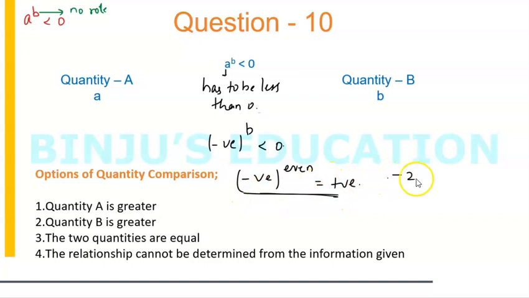Like what's minus 2 square? 4. What's minus 3 square? 9. What's minus 4 to the power 4? 256. What's minus 5 square? 25. So if you have a negative number and you raise it to an even power, the result is always positive, and we know this.